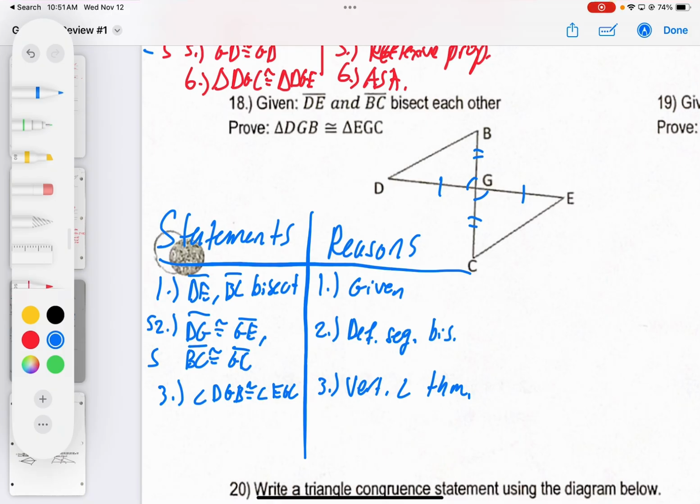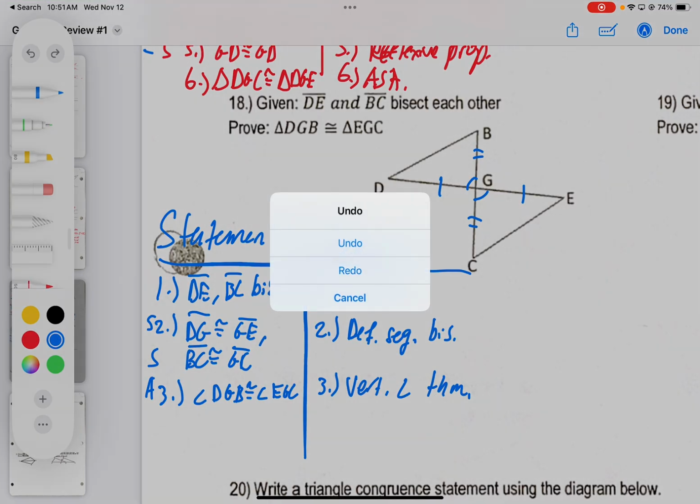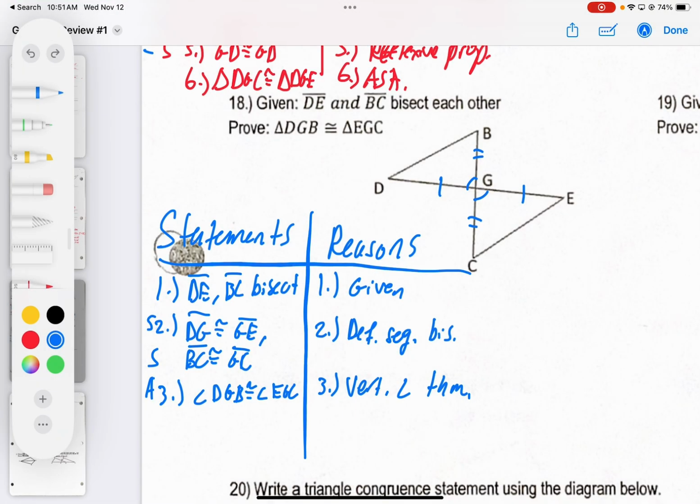All right. So I have 2 sides and an angle. I already marked that side. Is that enough to prove the triangles congruent? Yep. Okay. By what theorem? Good. So then I write my proof statement. Triangle DGB congruent to triangle EGC. And then you said side angle side. Theorem.